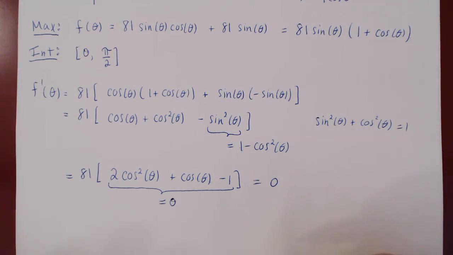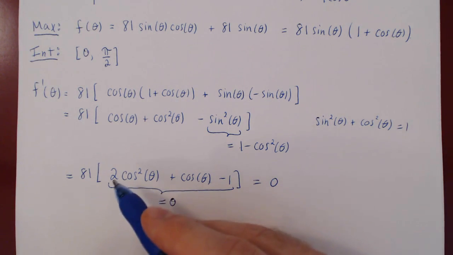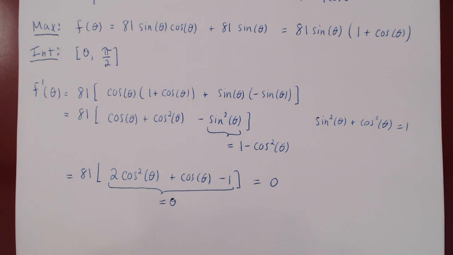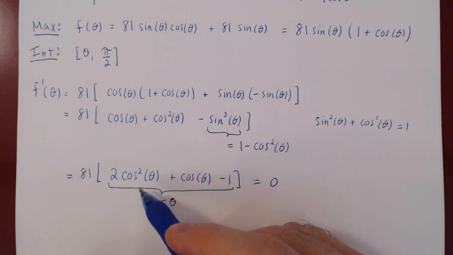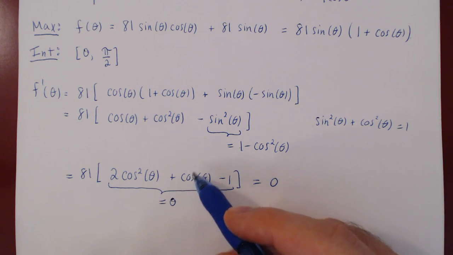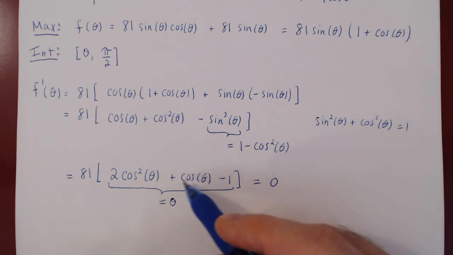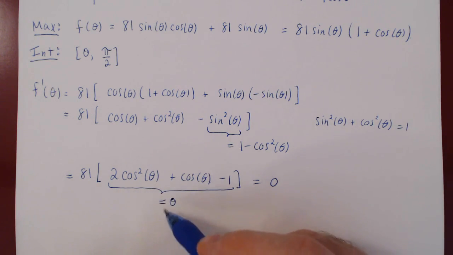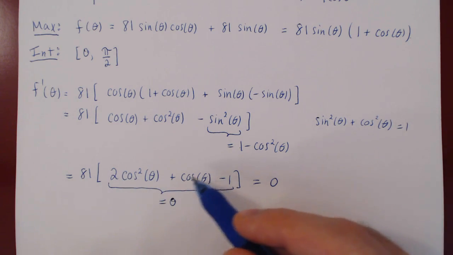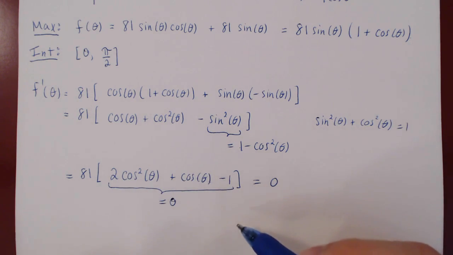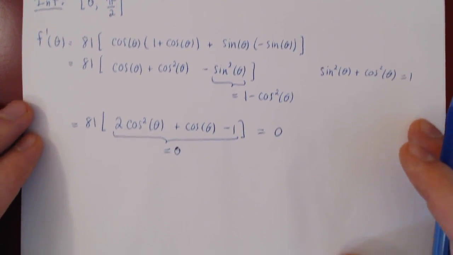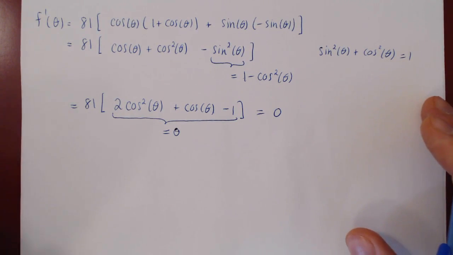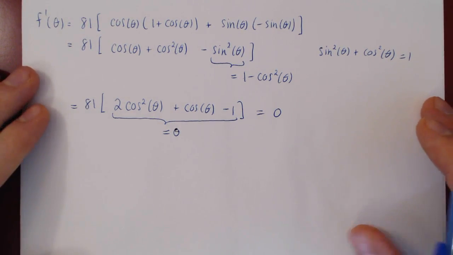The question is now, how are we going to solve for theta in this equation? Well, if you look at this as a function of cosine of theta, you have a cos of theta, and you have a cos of theta squared. So this is a quadratic equation in the variable cosine of theta, so we can use the quadratic formula here.